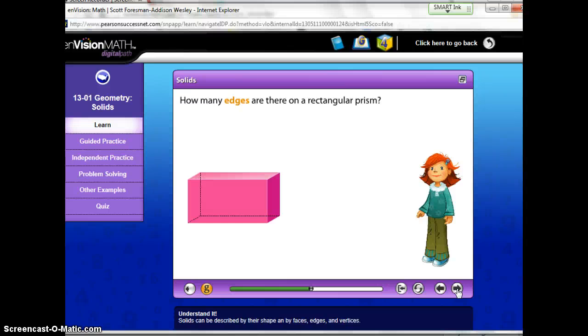Here's an edge. So how many? How many do you see here? How many more? Yep. 9. 12 is correct. Good work.